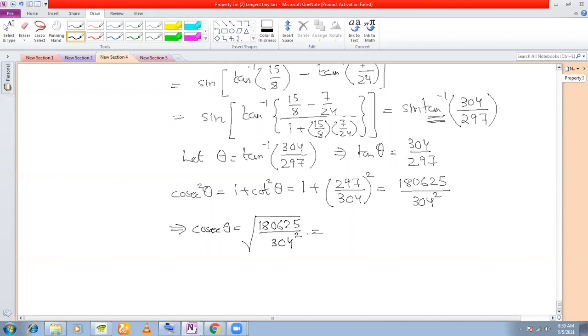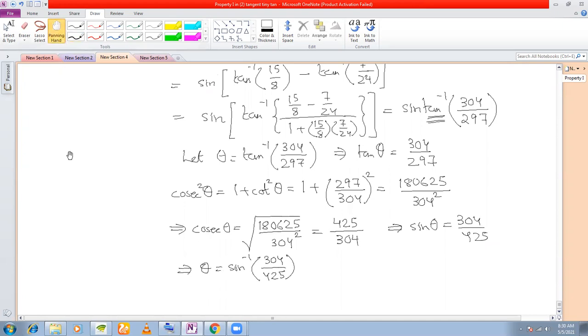Now you can find the square root of 180625 by the division method. You can find this to be 425 divided by, and the square root of 304 square is simply 304. That means what is sine theta? Sine theta is just the reciprocal of this, 304 by 425. That means what is theta? Theta is the sine inverse of 304 by 425.